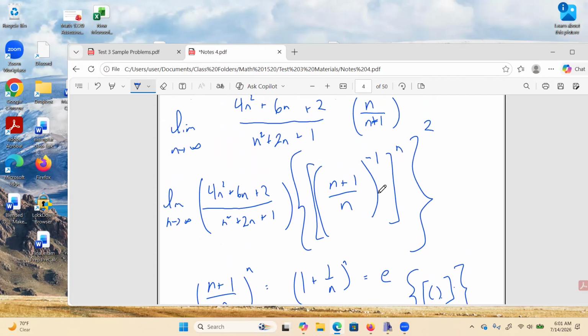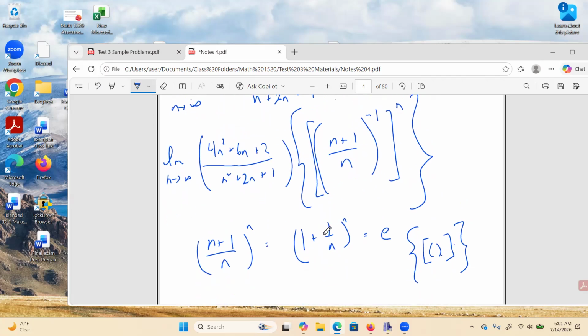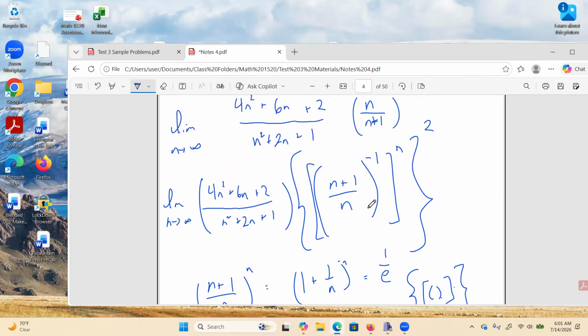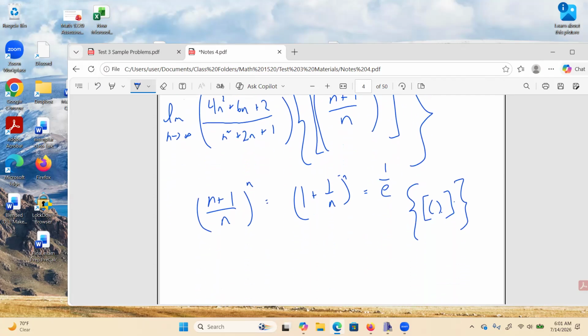Okay, so here's what we have for this thing. 1 plus 1 over n raised to the n is e, but if I put a negative in here, that's going to be 1 over e. So it's going to be e to the negative 1. Here we haven't done anything with the polynomial yet.